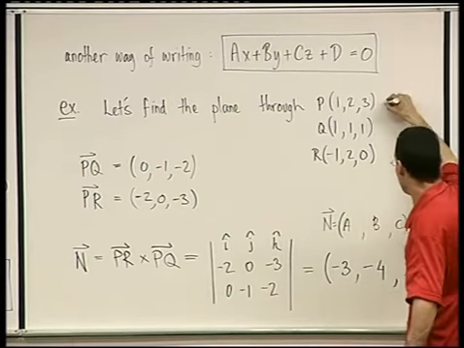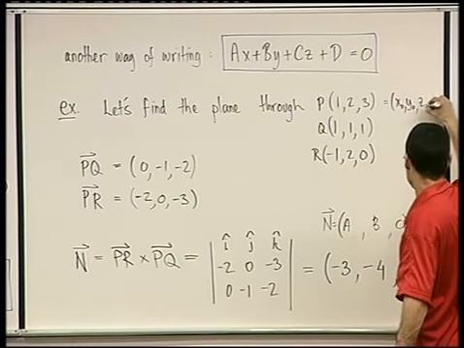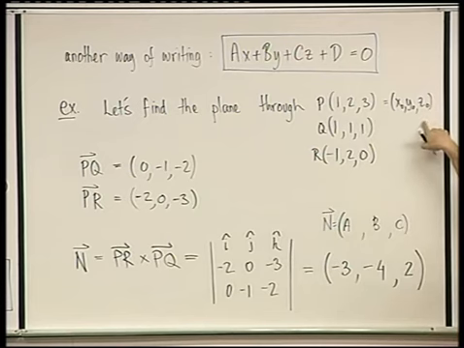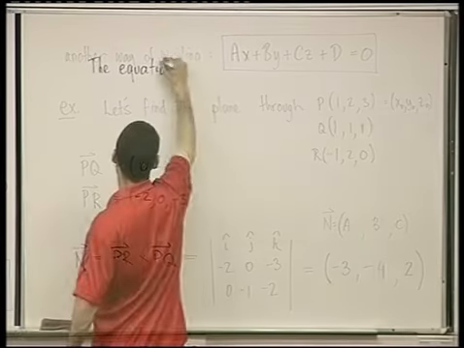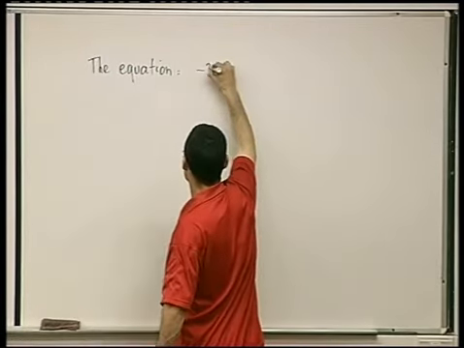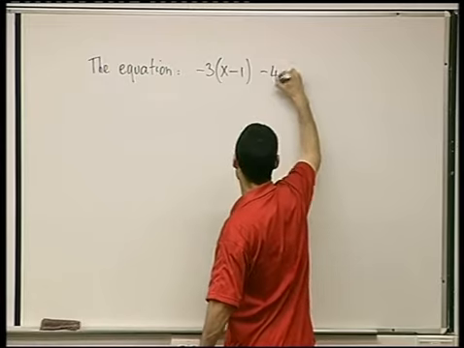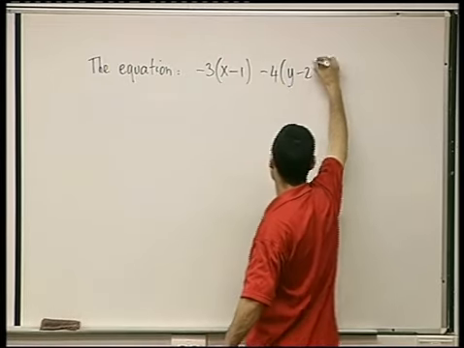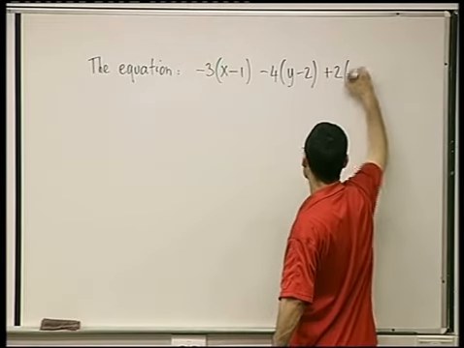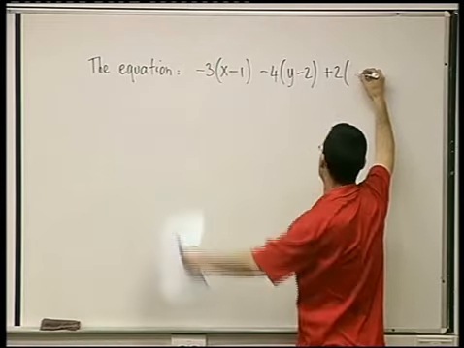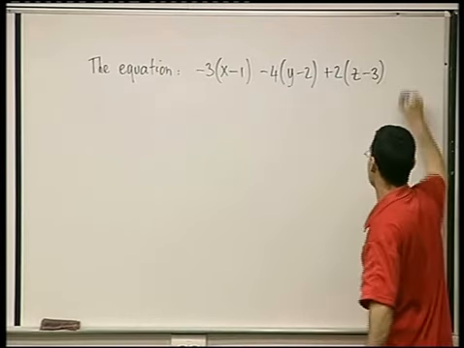So P is going to be now x0, y0, z0. That's the M0, the chosen point. This is the normal. The equation of the plane is going to be A(x minus x0) plus B(y minus y0), etc. Okay, so the equation of the plane is minus 3 times (x minus 1) plus minus 4 times (y minus 2) plus 2 times (z minus z0), z minus 3, equals 0.